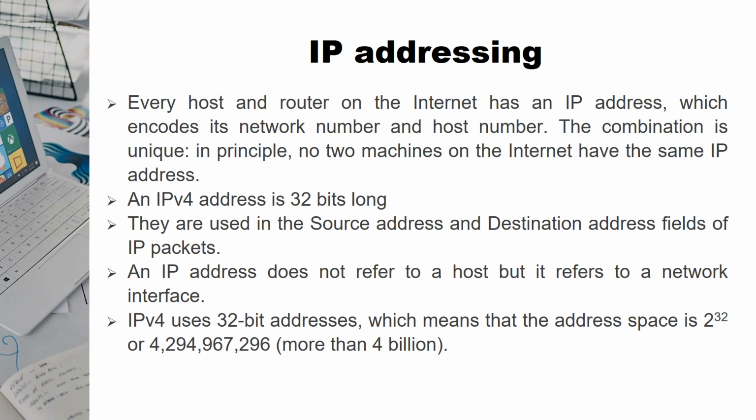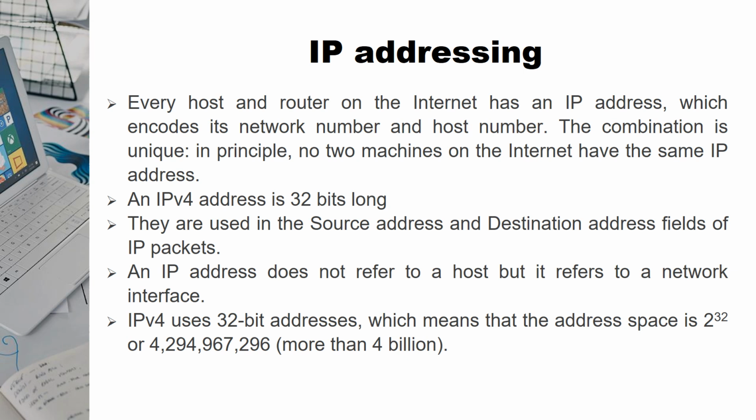So when you're talking of IP addressing, we are saying that every host and router on the internet has an IP address, which encodes its network number and host number. The combination is unique. In principle, no 2 machines on the internet have the same IP address. Just like every car has its license plate number, no 2 cars have the same license plate number, and no 2 students have the same registration number.